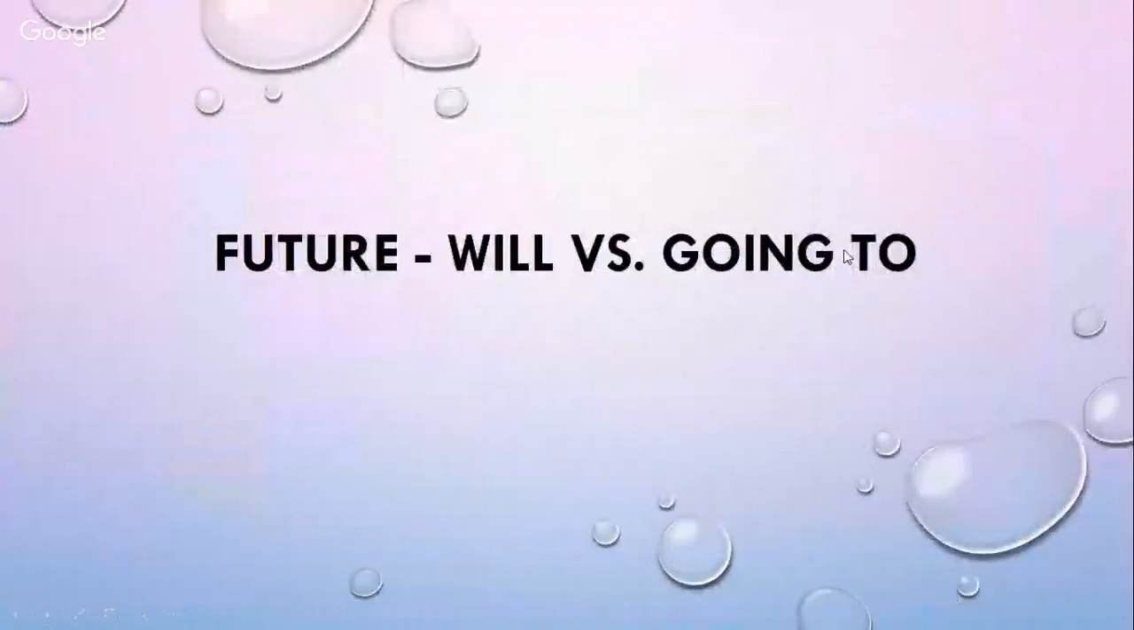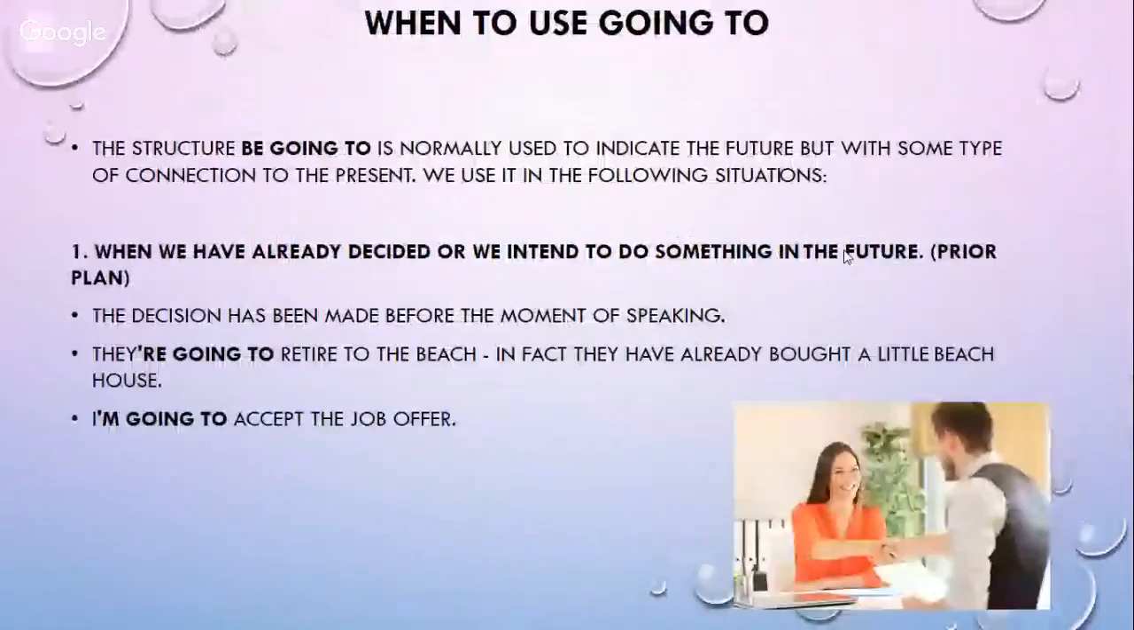So tonight, this afternoon, we are going to talk about the future. The future, it's will and going to. Now, when to use going to? The structure be going to is normally used to indicate the future, but with some type of connection to the present. We use it in the following situations.